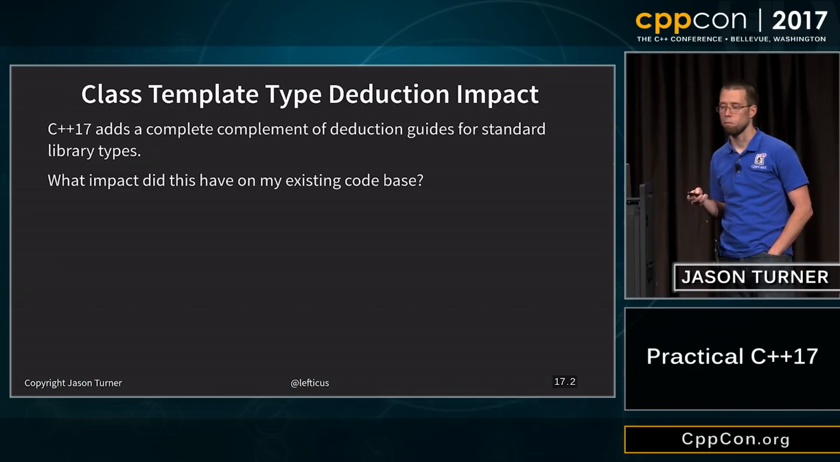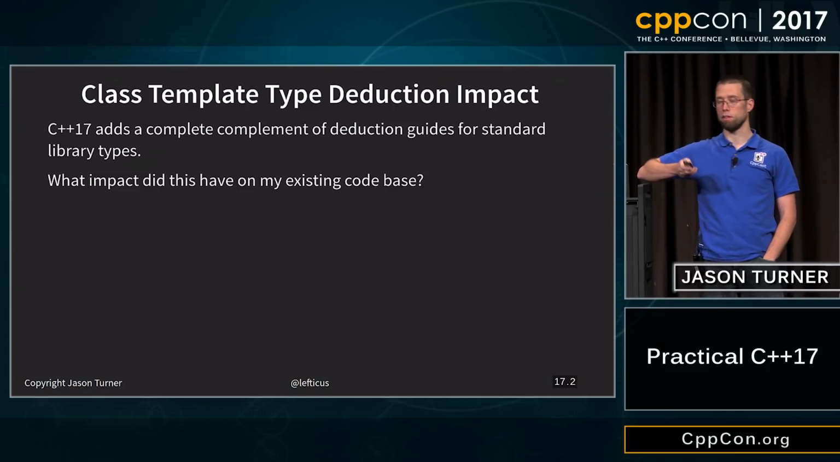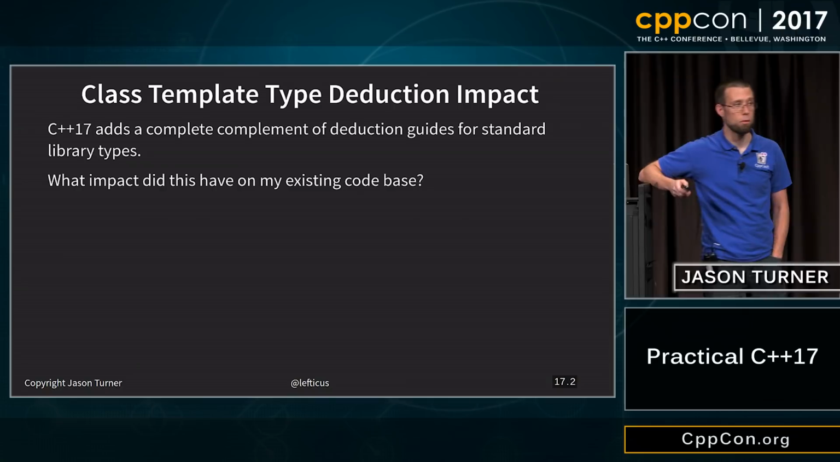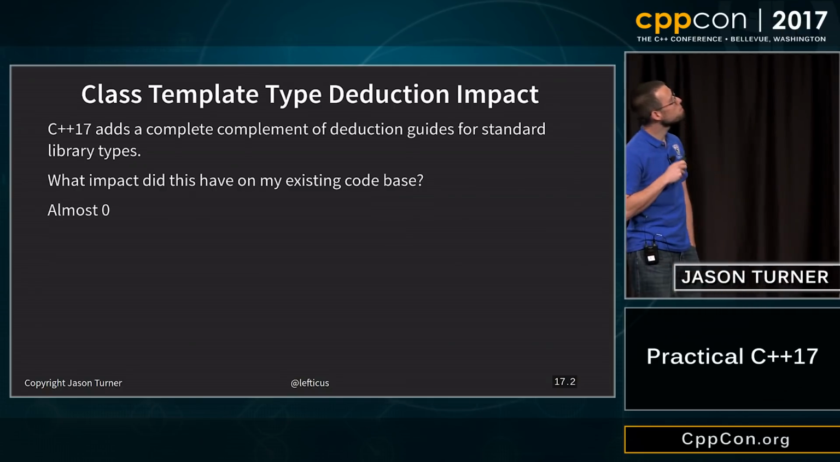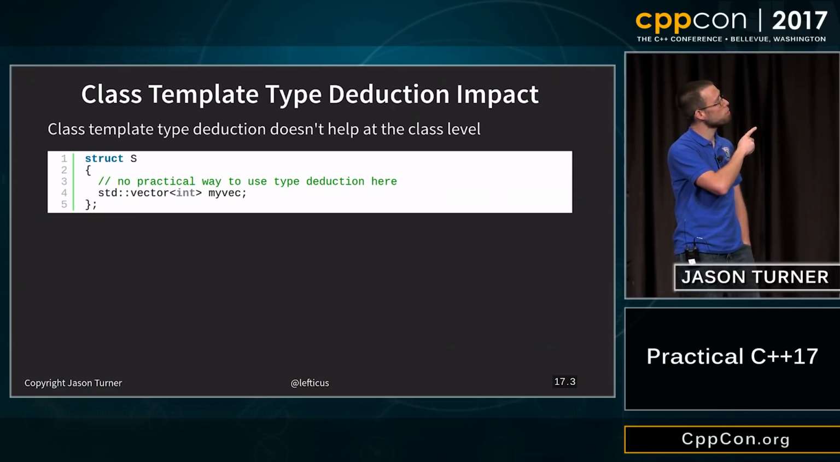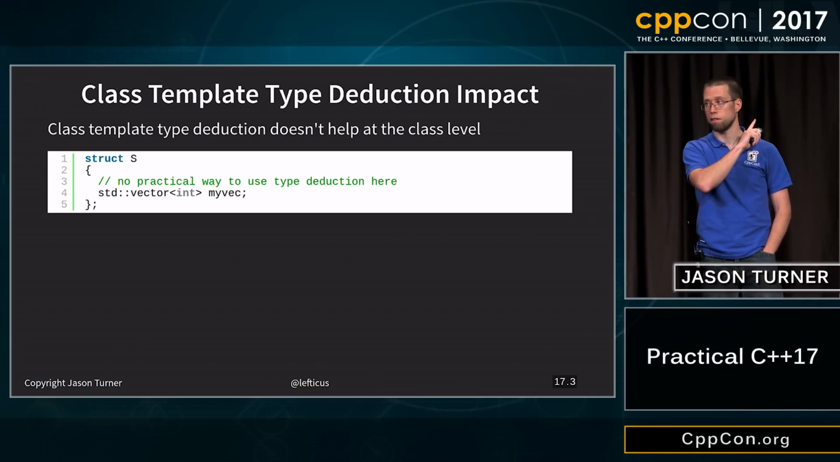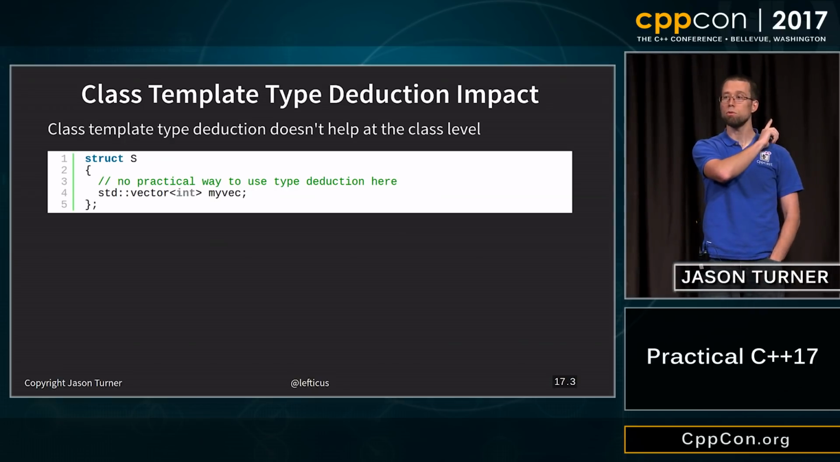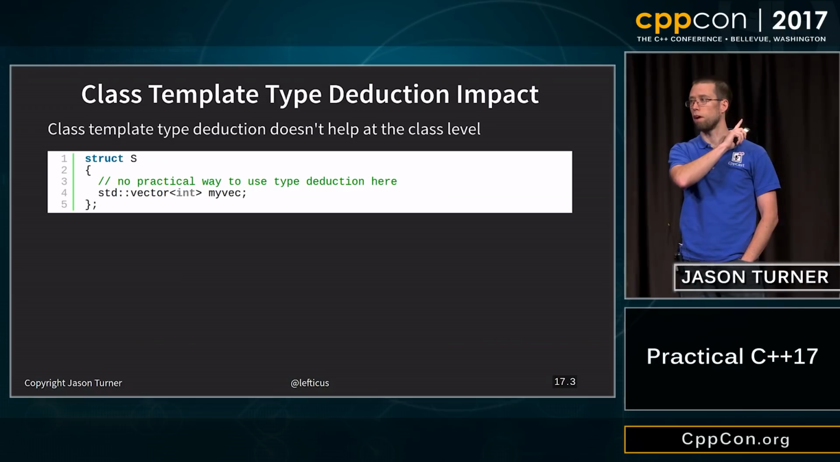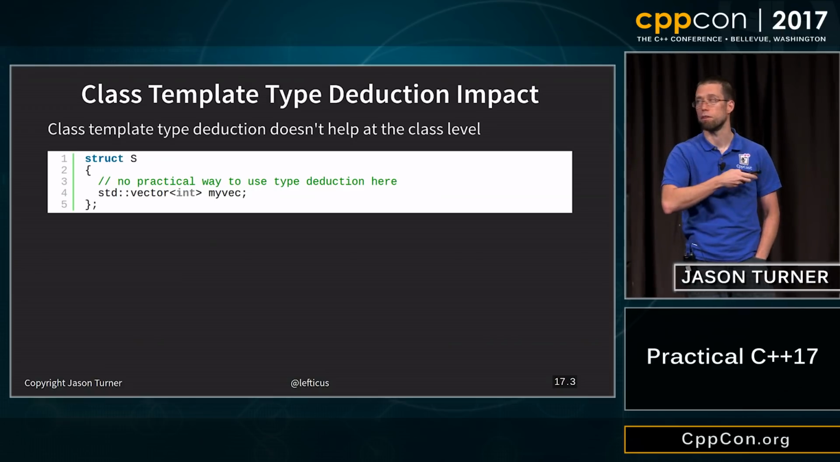I just got my time card here saying I'm running slower than I wanted to be. So I will say basically 0, and I will say why. At the class level or struct level where I'm declaring something that's a templated type, I can't use class template type deduction. There's nothing to deduce on. So I must specify that it is a specific thing like a vector of int.